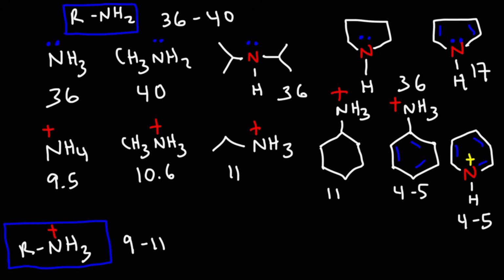So whenever you see an aromatic system and you're dealing with an acid-base question, generally speaking, the hydrogen that's associated with the aromatic system will generally have a lower pKa. And here's another example.